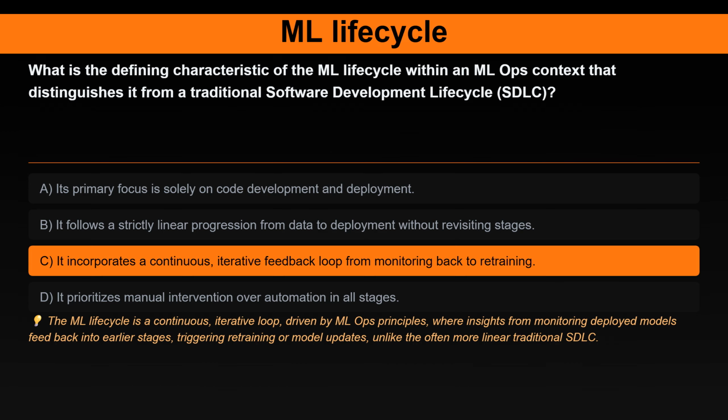The correct answer is, it incorporates a continuous, iterative feedback loop from monitoring back to retraining. Here's the explanation. The ML lifecycle is a continuous, iterative loop driven by MLOps principles, where insights from monitoring deployed models feed back into earlier stages, triggering retraining or model updates, unlike the often more linear traditional SDLC.